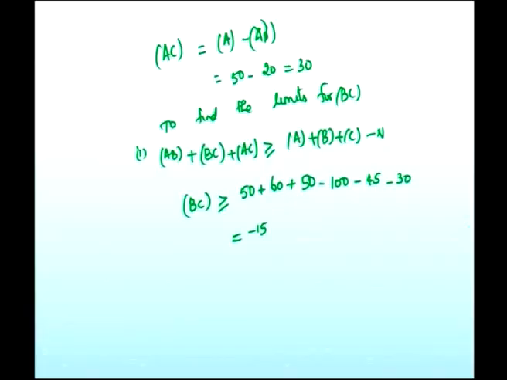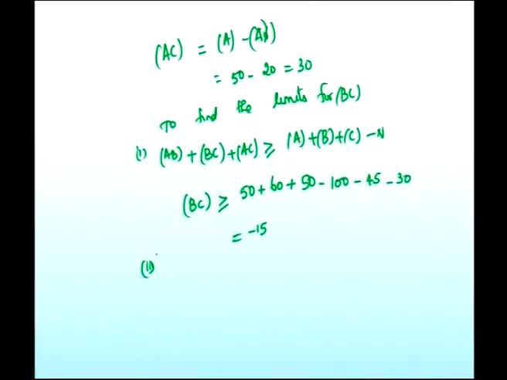Okay, and if it has the values from minus 14 to 0, it means the data is again inconsistent. We have got one piece of information that BC is greater than or equal to minus 15. So let us proceed further to see the exact limits of BC.